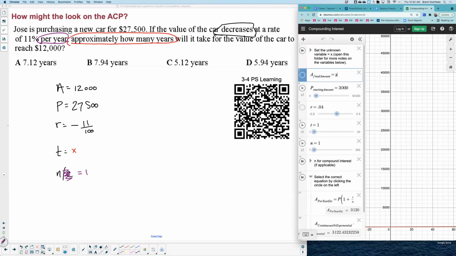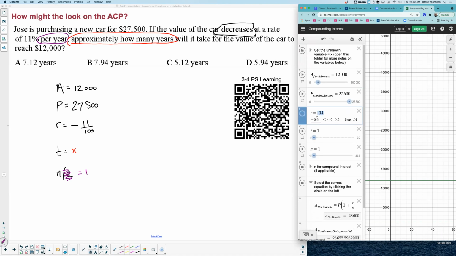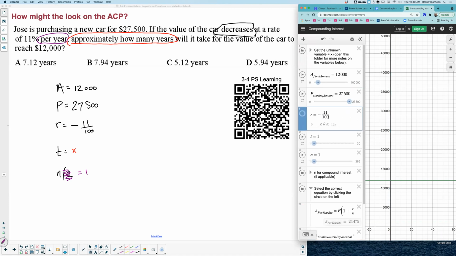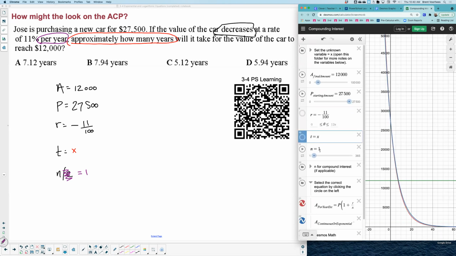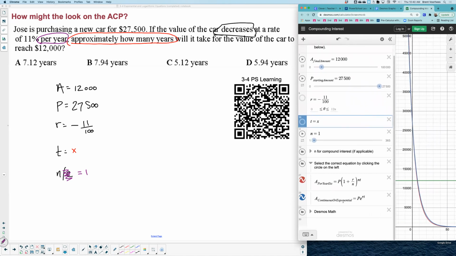So as I plug these in, the A is going to be 12,000. The P is 27500, 2 zeros after. Again, no commas, no dollar signs. My rate needs to be negative 11 divided by 100. My time is X. N is 1. We are looking for the formula that is per year, not continuous or exponential, because it didn't say continuous or exponentially. So I'm not going to use the one with the E, so I'll turn that one off. Your answer is going to be the intersection right there for the years.